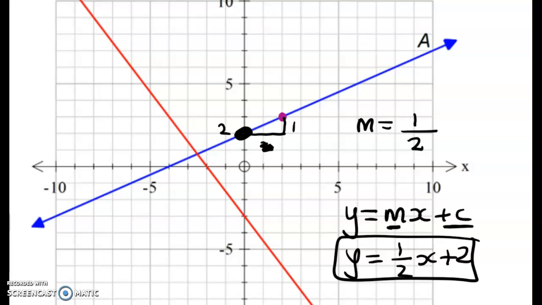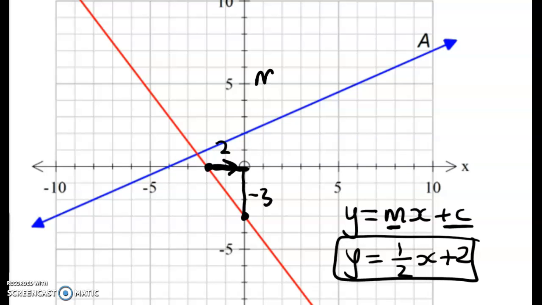Now let's have a look at the red line. Well, I'm going to use these two blobby points. You can use any blobby points, right? It doesn't matter, but I find these very easy to do. Let's just get rid of the mess from the blue line. So draw the triangle in. Remember, we go out first in this direction. So I've gone out 2, and then I've gone down 3. So the gradient is negative 3 over 2.